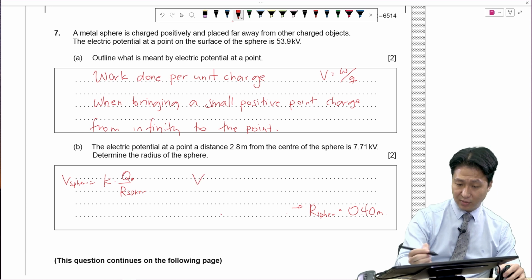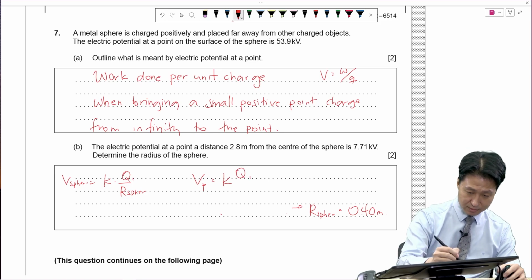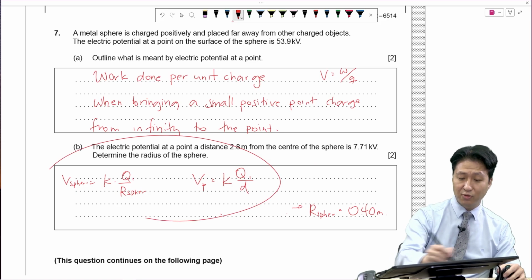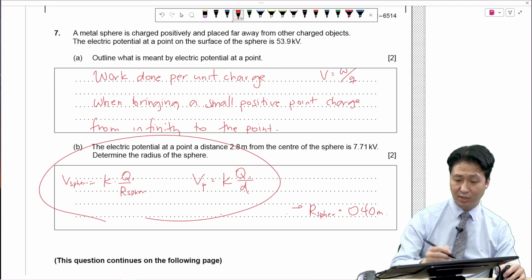Then the voltage at some other point, so let's put just a point P, Coulomb constant times the charge, which is the same charge Q1, over the other distance. Let's use distance D here. And the answer will be the same. You just have two different equations.